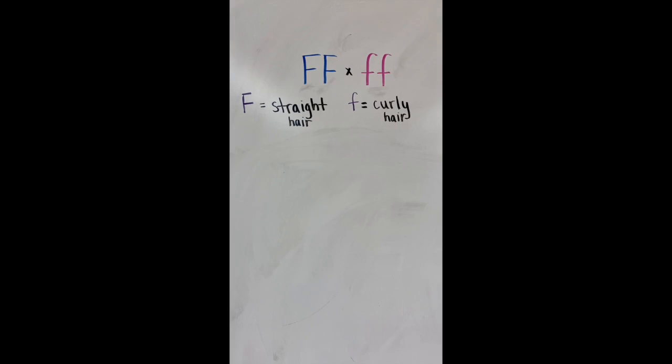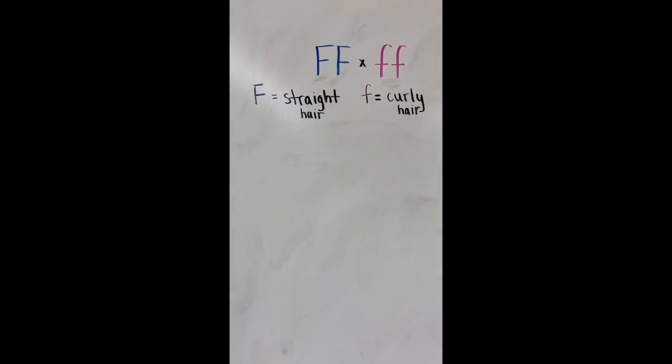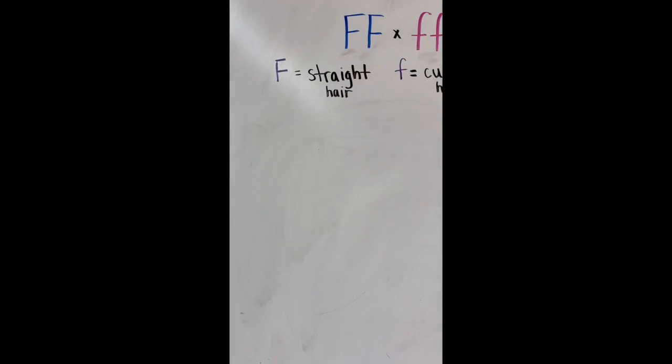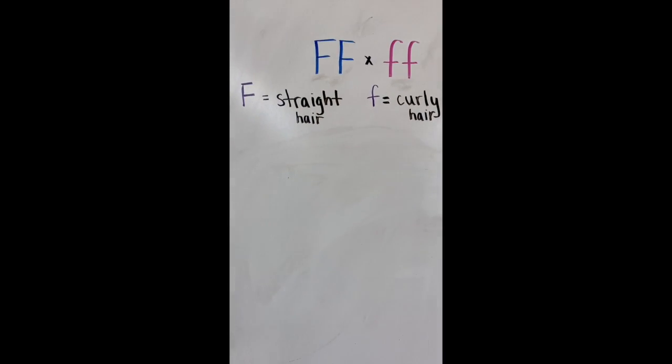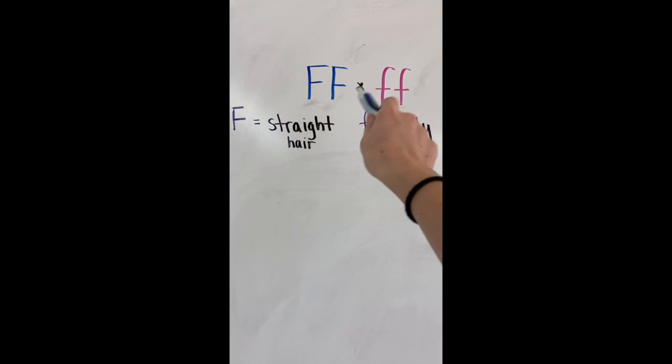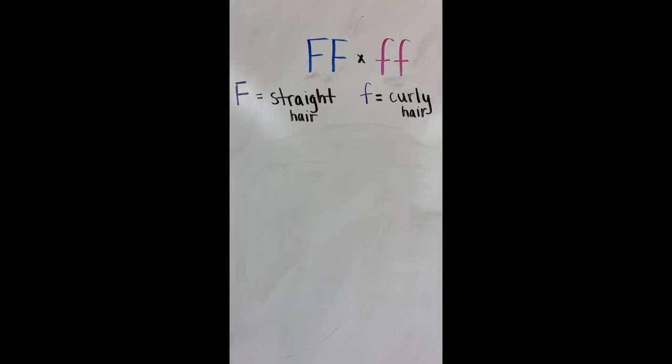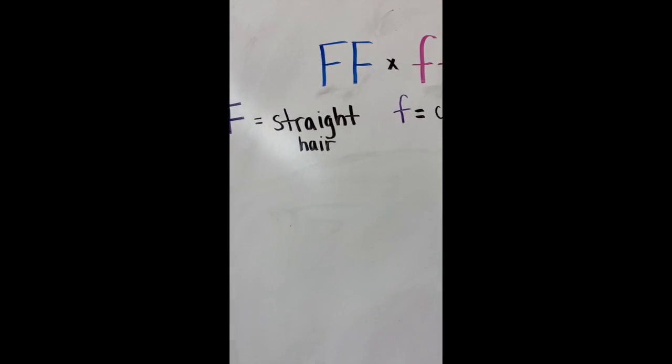Remember Punnett squares, what's the purpose of them? We are going to go through them to calculate or predict the possibility of the offspring of two parents having certain genotypes. So here we have our two parents.